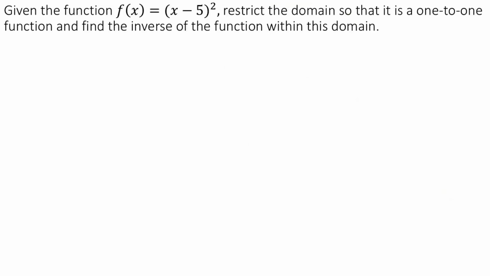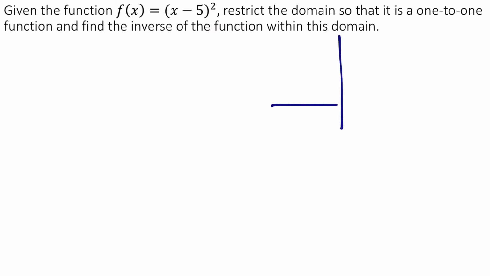This is our last problem, and one of the more interesting ones. It says, given the function f of x is the quantity x minus 5 squared, restrict the domain so that it is a one-to-one function and find the inverse of the function within this domain. So the implication is that this must not be a one-to-one function like it is, and that we need to do something about restricting the domain. Let's see why that's the case.